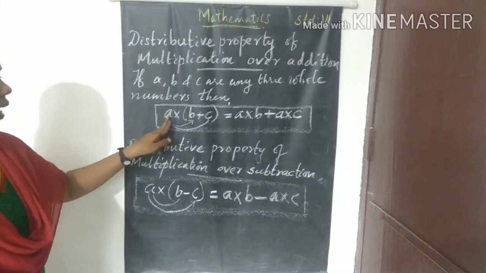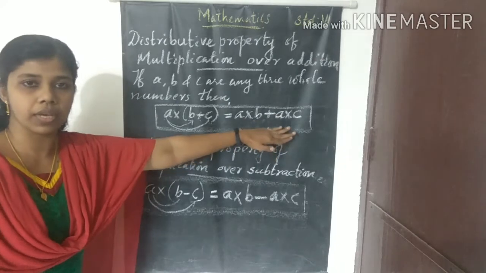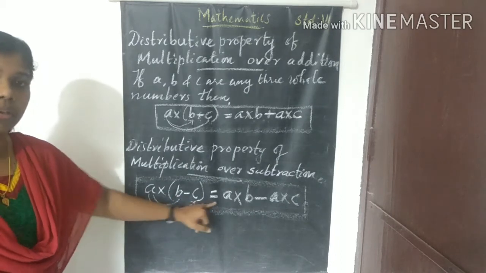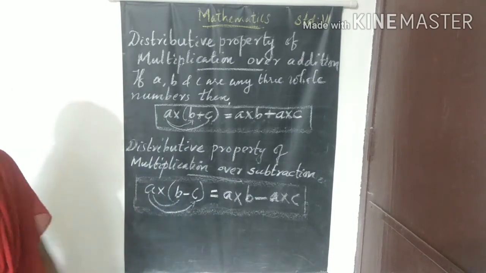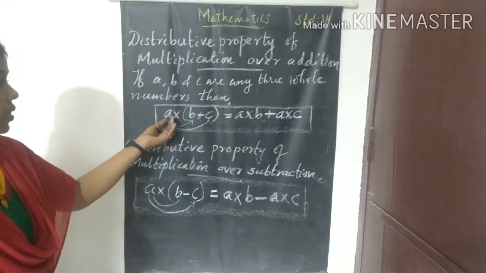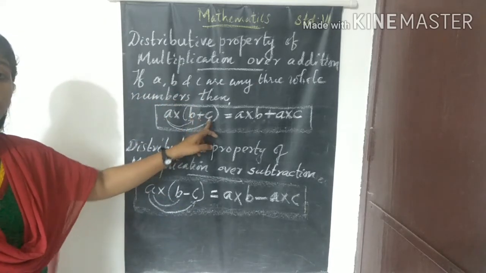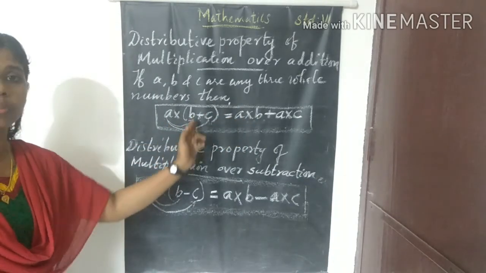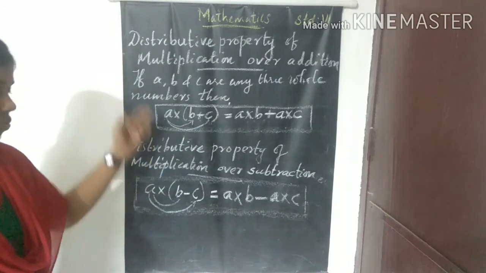Okay, this is read as A into (B plus C) equal to A into B plus A into C. Okay, how can we read this? A into (B minus C) equal to A into B minus A into C. Okay, distributive property means what? Given any three whole numbers, how can we write? The first number into, inside the bracket, the sum of the next two numbers, can be written as A into B plus A into C, distributing the common factor. Okay, all of you clear? It's right.